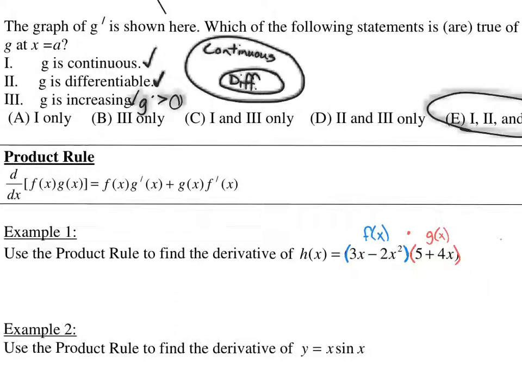Now we're going to find the derivative of f of x. So what is that in this case? Very good, 3 minus 4x. That's the derivative of f. We also, in our formula, need the derivative of the second function, and what is that? That's 4.